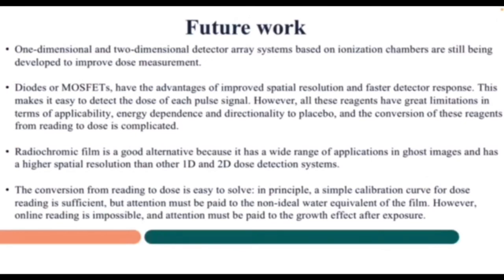Radiochromic film is a good alternative because it has a wide range of application in phantom imaging and has a higher spatial resolution than other one- and two-dimensional dose detection systems. The conversion from reading to dose is easy to solve. In principle, a simple calibration curve for dose reading is sufficient, but attention must be paid to the non-ideal water equivalence of the film. However, online reading is impossible, and attention must be paid to the growth effect after exposure.